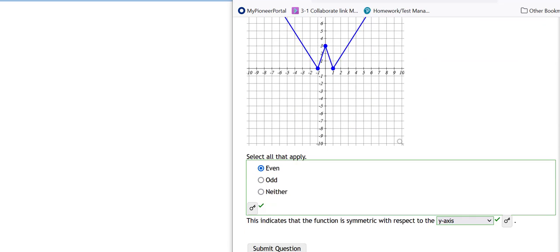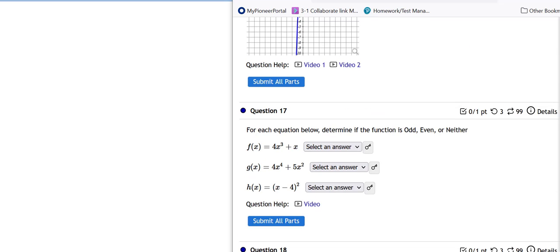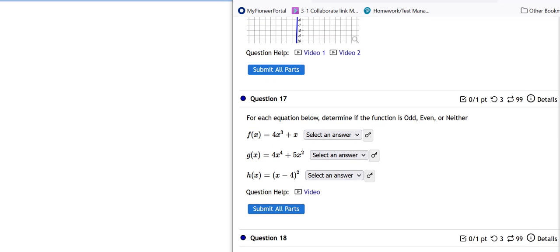Right, and then I picked question 17. So this is looking at the equation of the function, and there's a shortcut if you look at the exponents. If the exponents are all the same, so if the exponents are all odd, it will be odd. If the exponents are all even, like this one, then it will be even. If you have a mixture, then it will be neither. If you have a constant, you have to remember that's a number times x to the 0, which is even.